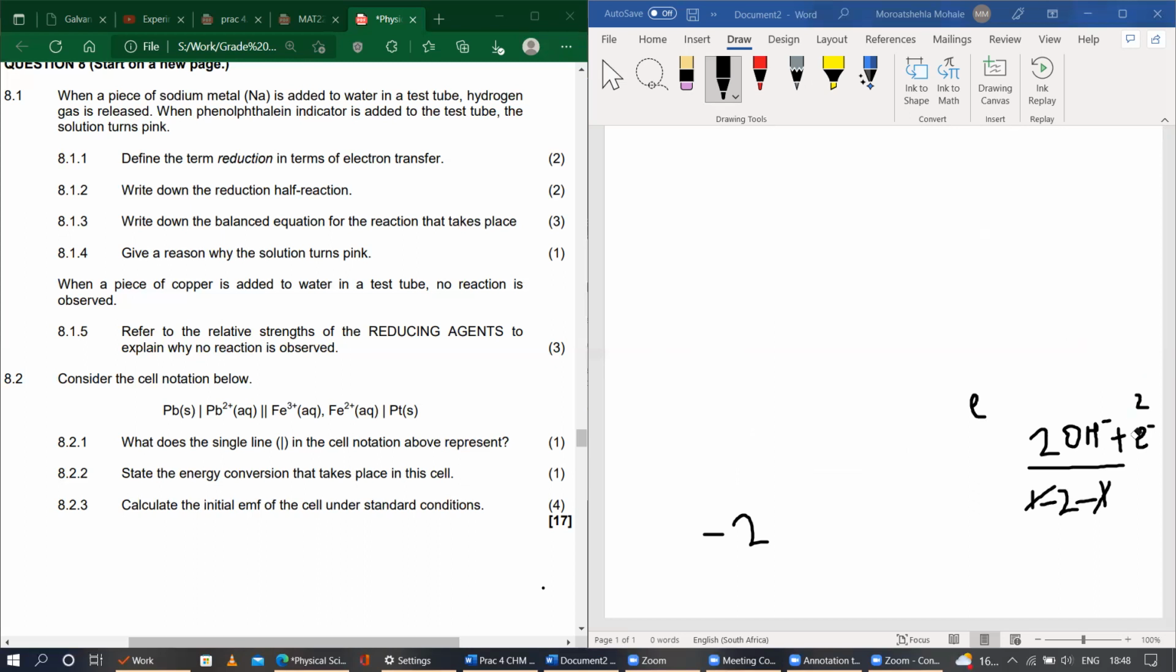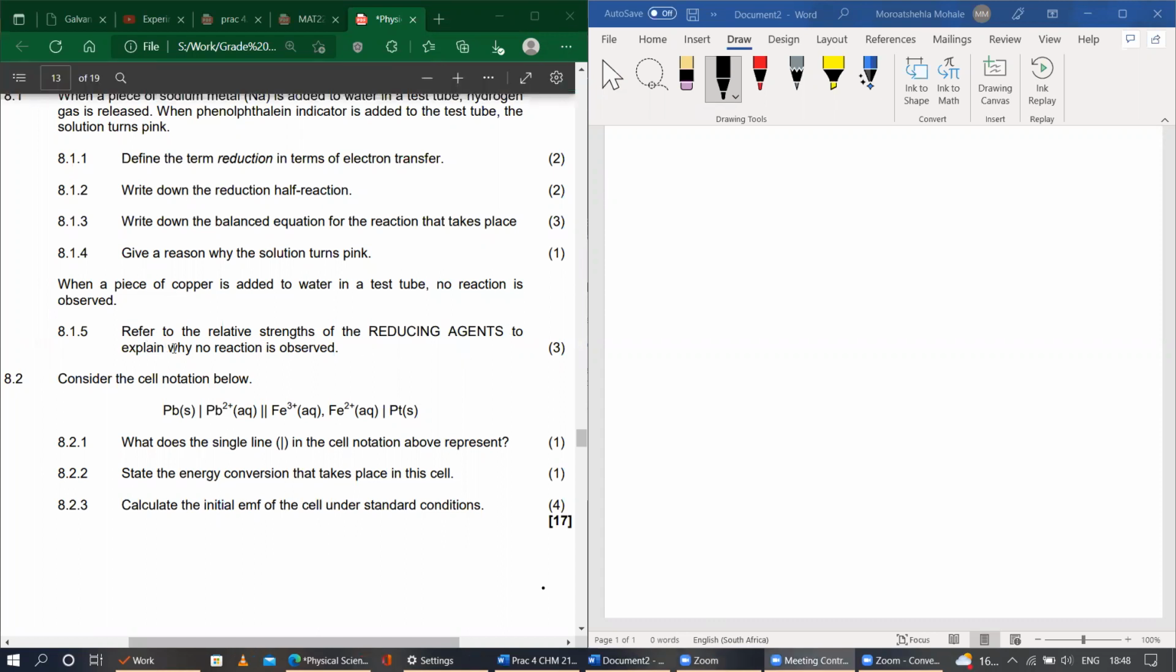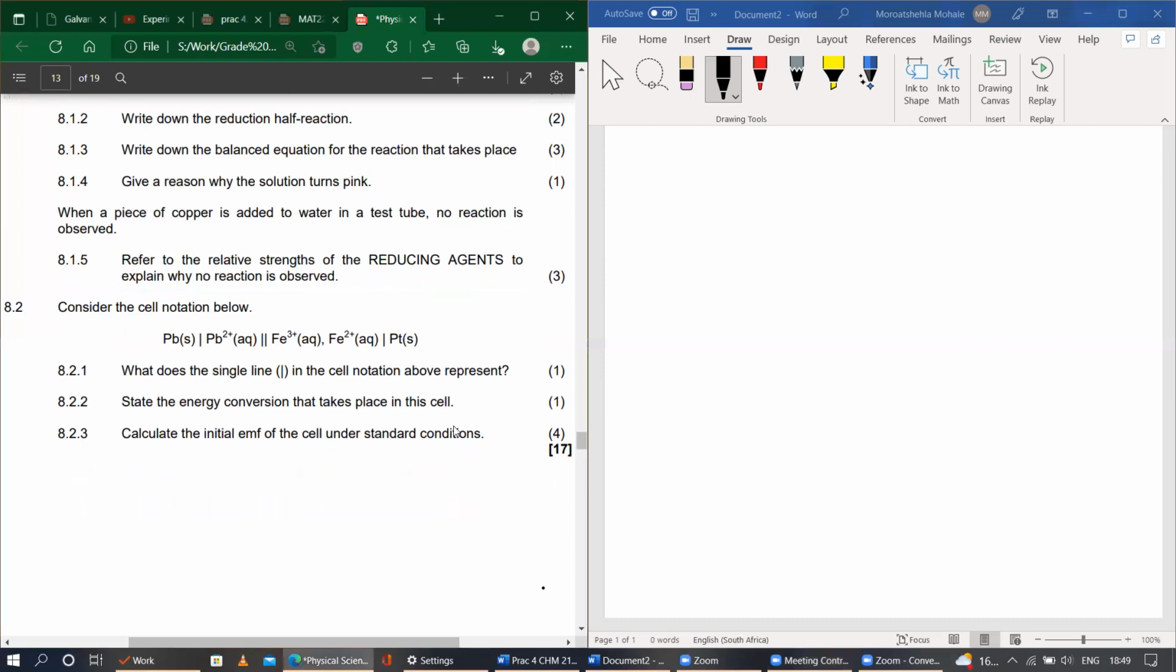Now we're going to go to the next question, where they say, when a piece of copper is added to water in a test tube, no reaction is observed. They say refer to the relative strength of the reducing agents to explain why no reaction is observed. So let me just click on this.